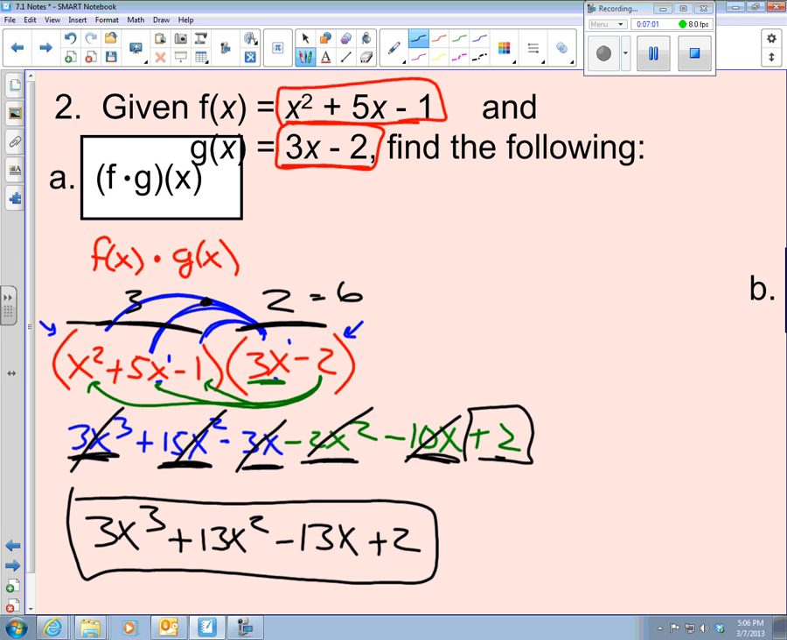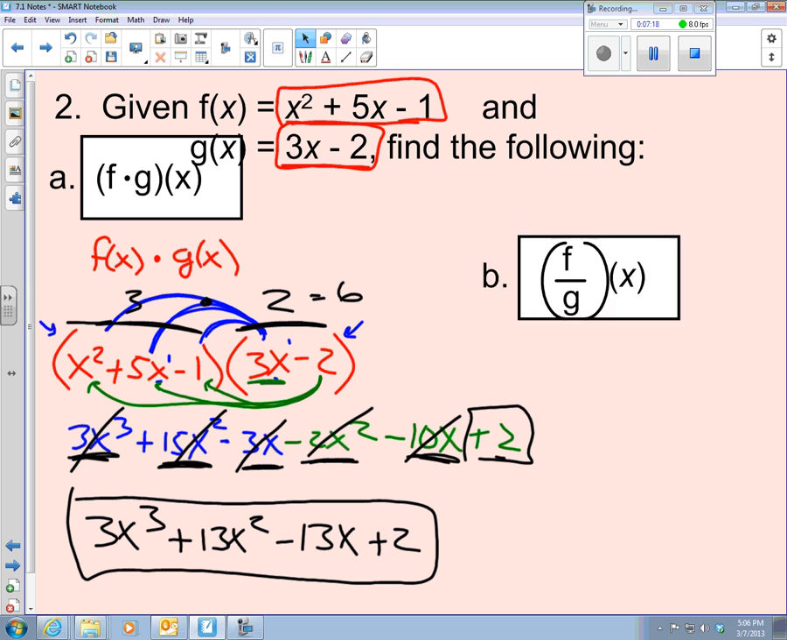Bam, there it is. So basically using the distributive property, or in this case, you're using the distributive property twice, once with the 3x and once with the negative 2. And that's multiplying functions.